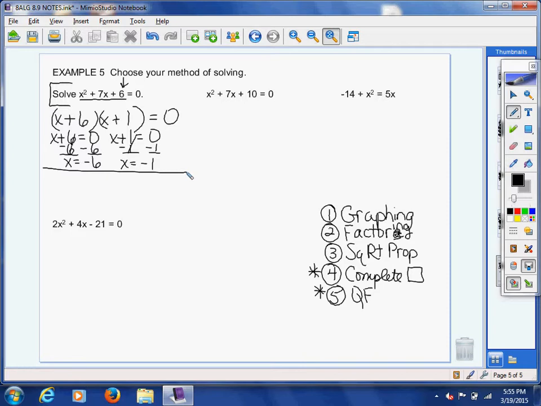Now completing the square, that one I can do. I'll probably end up going right over the top of this one. So if you've got notebook paper, just go ahead and write this one down on notebook paper because I'm going to mark through it, okay? You're still going to do it, but I need the space. So x squared plus 7x. I'm going to move my 6 to the other side.